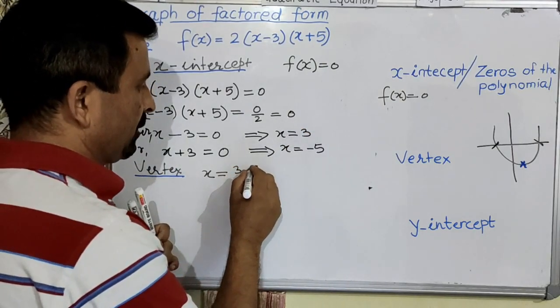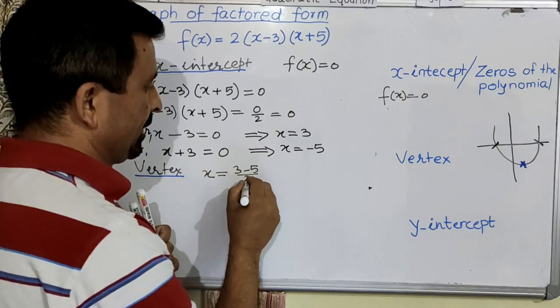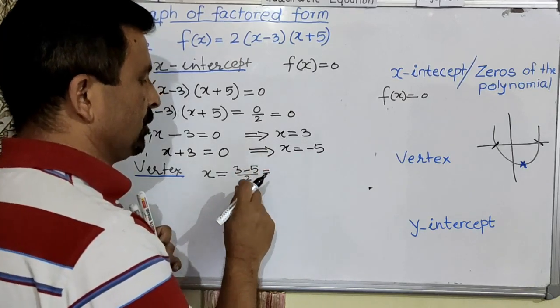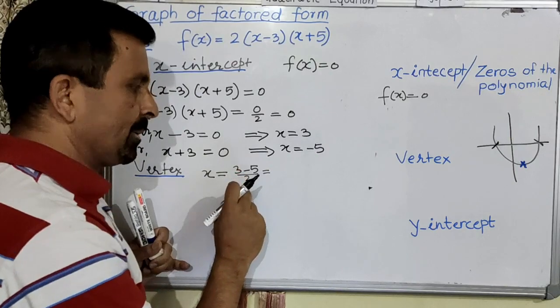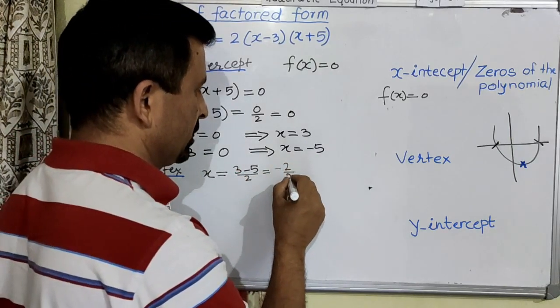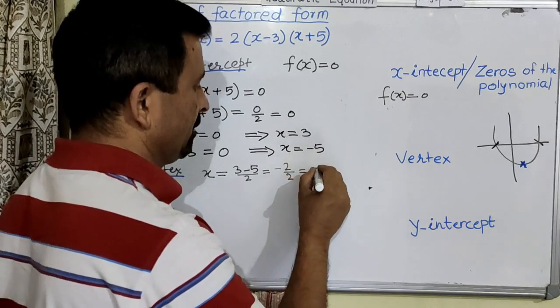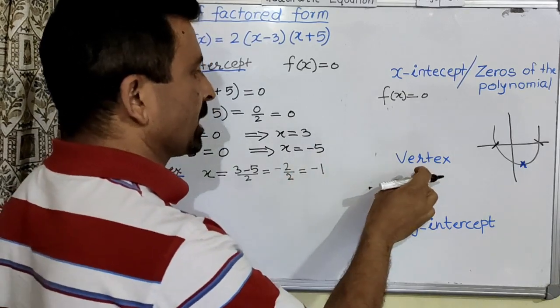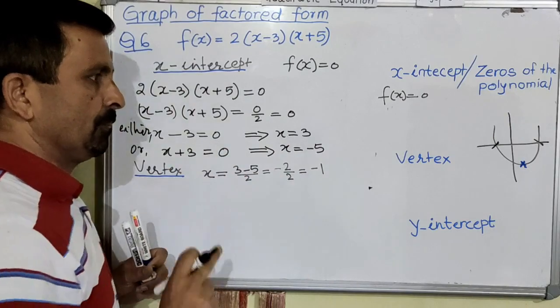3 minus 5, divided by 2. Average, how do we do it? Add the two quantities and then divide by 2. So this is minus 2 over 2. Your answer is minus 1. So for the vertex, now you are done with the x value.